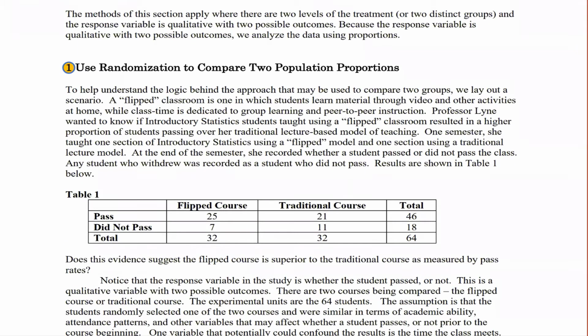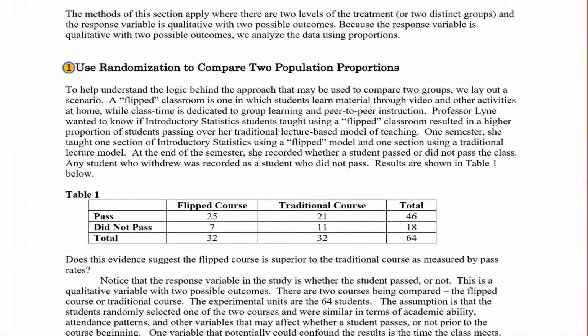So to help understand the logic behind this randomization method, let's look at a scenario. A flipped classroom is one in which students learn material through video and other activities at home, while class time is dedicated to group learning and peer-to-peer instruction. Professor Line wanted to know if introductory statistics students taught using a flipped classroom resulted in a higher proportion of students passing over her traditional lecture-based model of teaching.